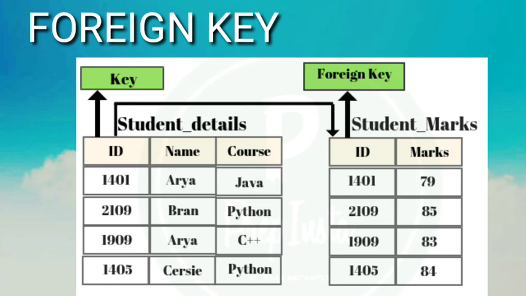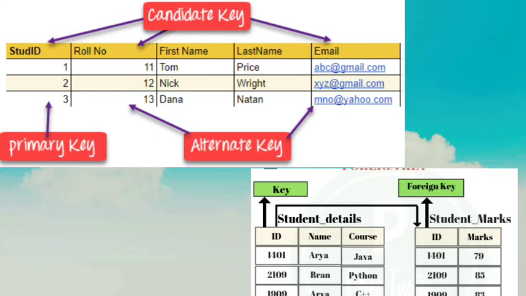Alright, I hope you have understood these concepts of the keys. Now go through the video very carefully, revise all the topics thoroughly, and try to understand the difference between primary key, candidate key, alternate key and foreign key.